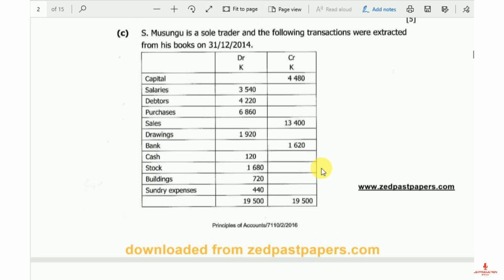Today we're going to be looking at the answers of accounts paper 2 of 2016, and specifically we're going to look at question 1C, and this question deals with the trial balance.